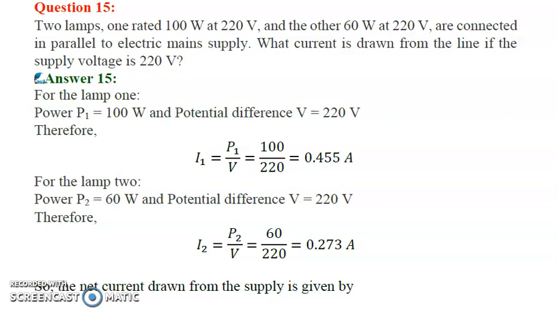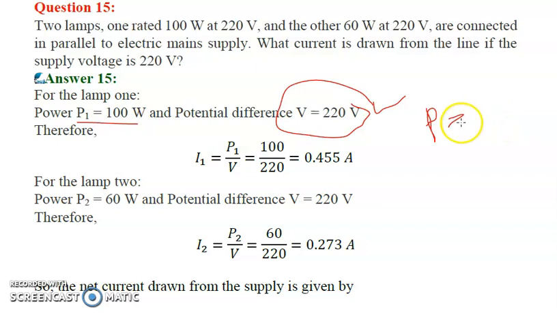So this is our next question, question number 15. Two lamps, one rated 100 watt and 220 volt and the other 60 watt at 220 volt, are connected in parallel to electric main supply. What current is drawn from the line if the supply voltage is 220 volt? Okay. So in the first case, first lamp P is given as 100 watt and potential difference as 220 volt. So current would be P upon V because of the same relation.